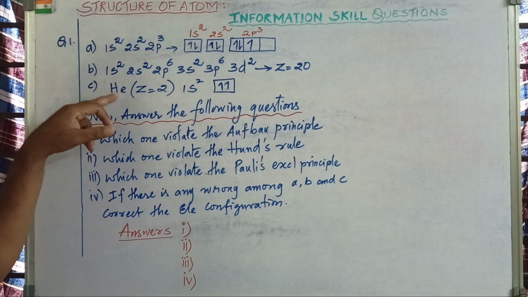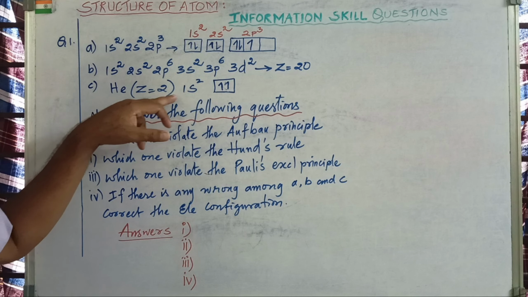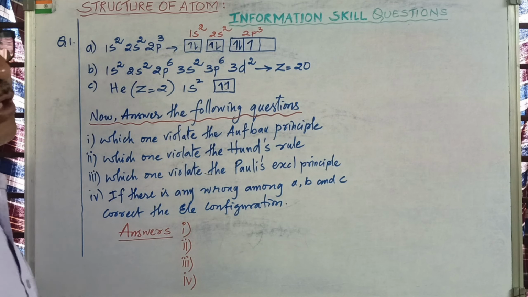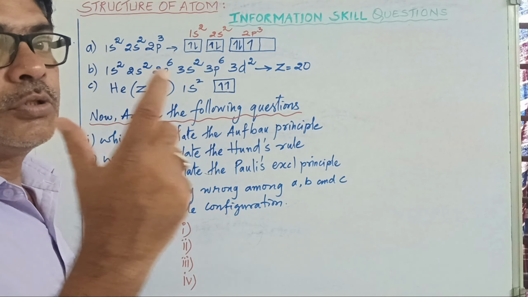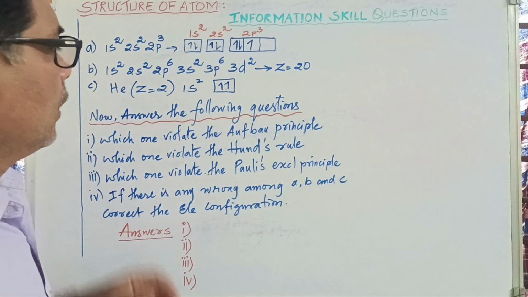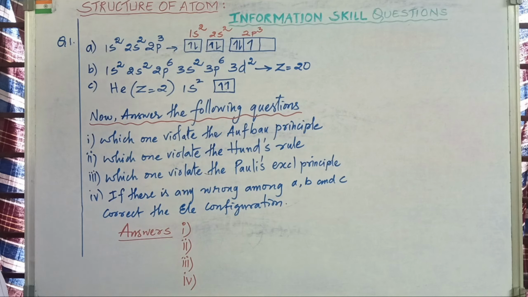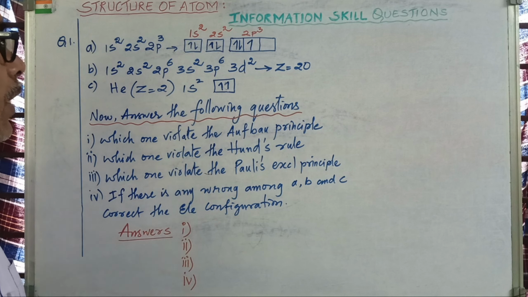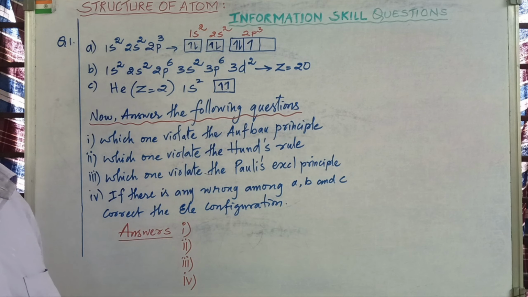Then the third one is helium with atomic number 2. Electronic configuration is 1s2 and 2 electrons are filled in the degenerate orbital. Each degenerate orbital holds 2 electrons. Okay, fine. Now these are the following questions. 4 questions are given. Generally, you find 4 questions in information skill questions. Each one will carry 1 mark, and it will be for 4 marks.